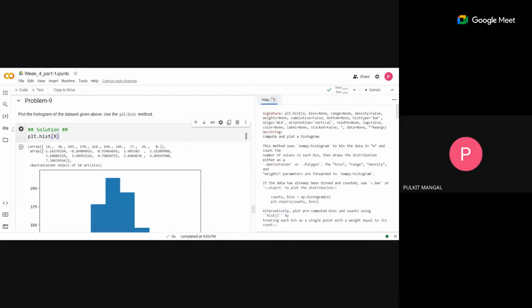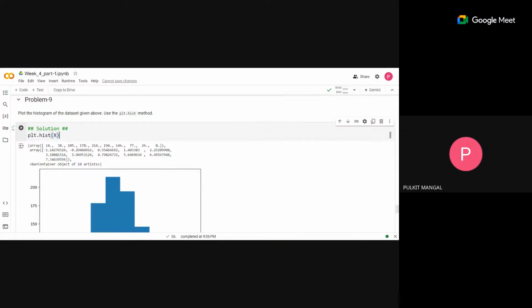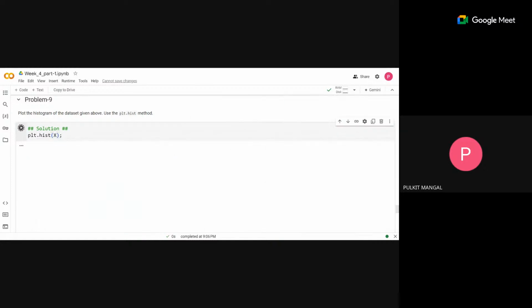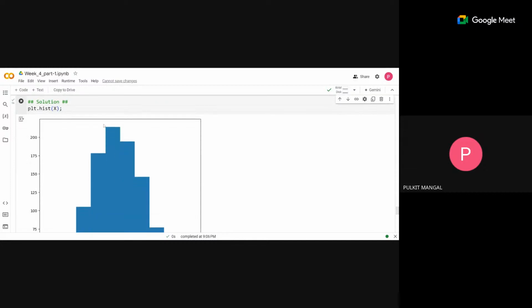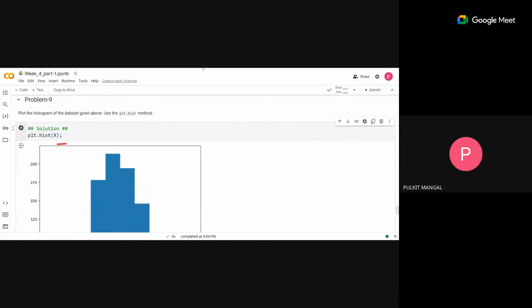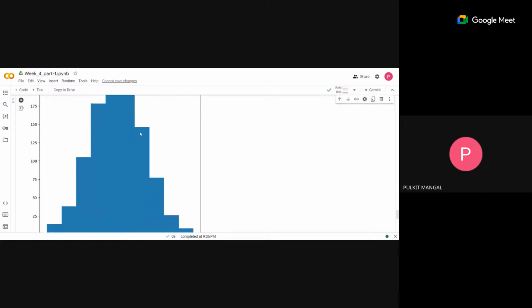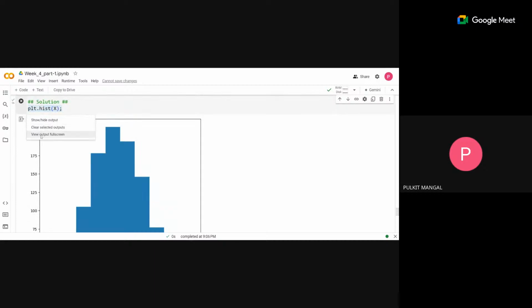If you just type x, now let me put one semicolon at the end. What this semicolon is doing: by default, Colab will try to print the output of the last line of the code. If you don't want that, you can put a semicolon at the end, and then it will suppress that output. So when you do just plt.hist, this is the histogram that you will get.